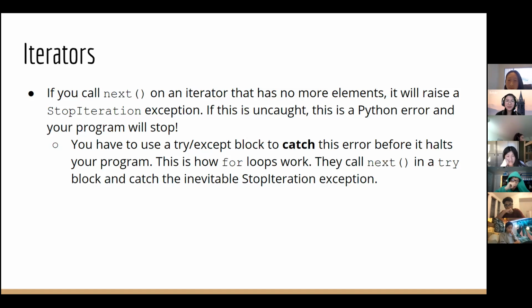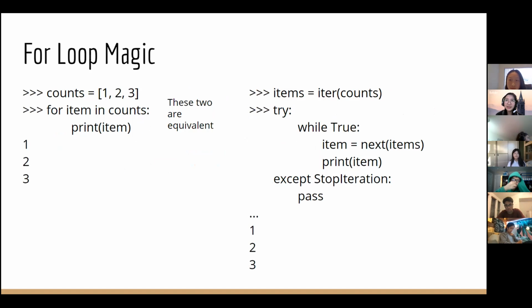This is actually why people like for loops so much, because that's built into for loops. I think we'll see what this code looks like on the next slide. So you probably used for loops at some point throughout CS61A. Here's an example: you can for loop over any iterable, including lists. Let's say you have a list counts as 1, 2, 3. You do something like for item in counts, print item. That's going to loop through and print 1, print 2, and print 3.